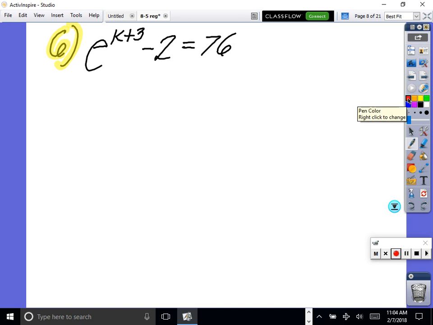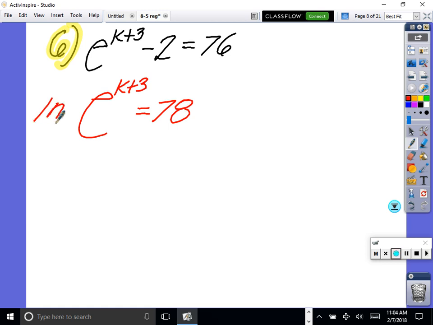Not any harder than a smiley face as a base. What should we do first? Should I ln right now? Heck no. What should I do first? Add 2. So rewrite what we have. E raised to the k plus 3 equals 78. Then you'd say, okay, I got to get k down. I can't get it down unless I get rid of the base. How do we get rid of base e? ln, way to remember over here. So ln and e do each other. So then we have k plus 3 equals ln of 78.